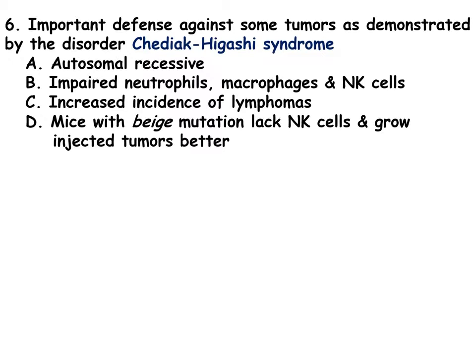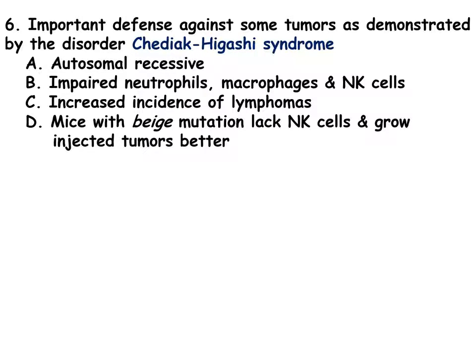Now, I wanted to give you a little bit of a clinical reference to some of these things you're learning here. And it turns out that NK cells are very important against some tumors, as demonstrated by this disorder. This is a syndrome that can be inherited called Chediak-Higashi. It's autosomal recessive, so here we are back to genetics. And the neutrophils and macrophages and NK cells are impaired in these people. And as a result of this, they have a very high incidence of lymphomas.